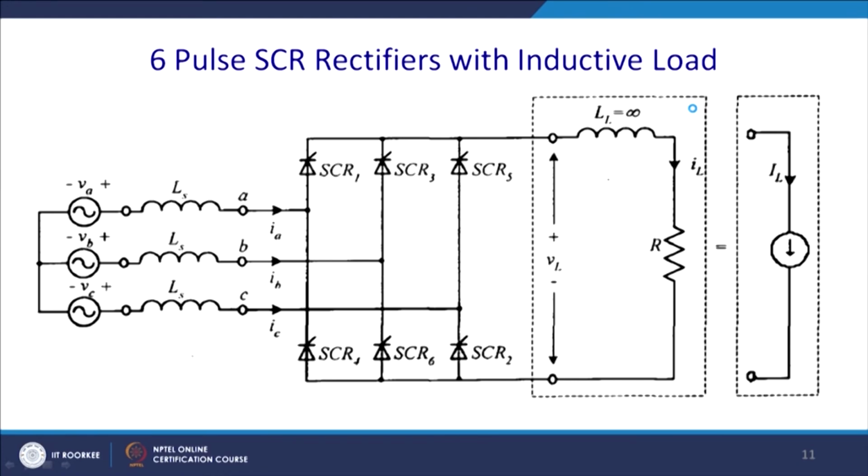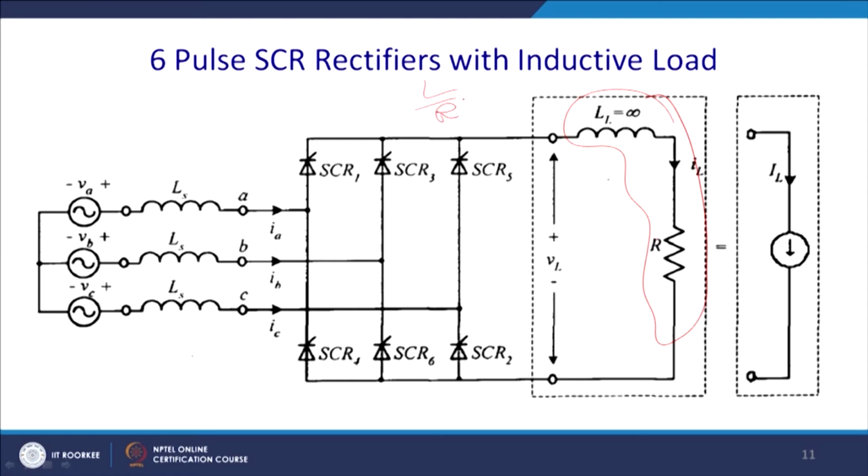Now, a 6 pulse converter for the inductive load, and this is something we have discussed. You can model this as a current source, because L is very high, but practically speaking nothing is infinity.